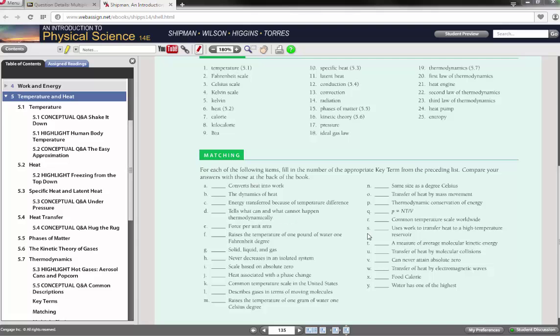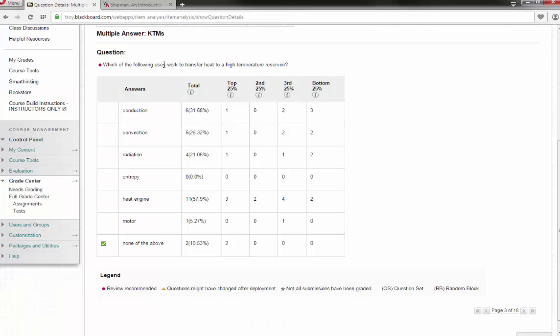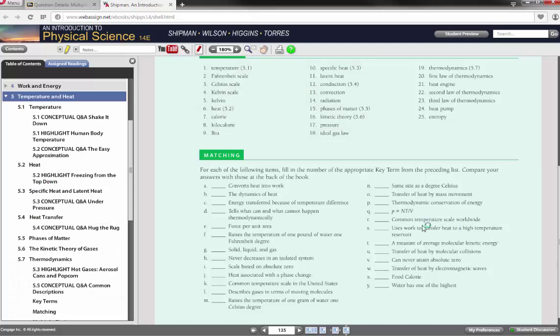So this time around, the question was, which of the following uses work to transfer heat to a high temperature reservoir? And this is a key term matching. KTMS means key term matching. So we're looking for uses work to transfer heat to a high temperature reservoir. So if you look down here in the different options that we have, uses work to transfer heat to a high temperature reservoir is option S.